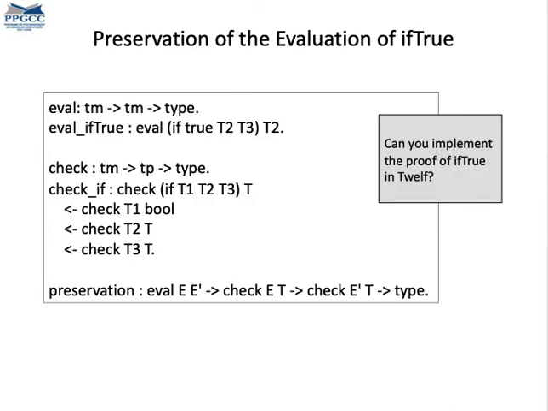If the rule used in the evaluation is eval if true, then we know that we have an if then else clause. We know more. We have if true, then t2 else t3 going to t2. And the type checking rule must be check if. How do we conclude the proof? Will we need induction? Stop the video and think about this question.